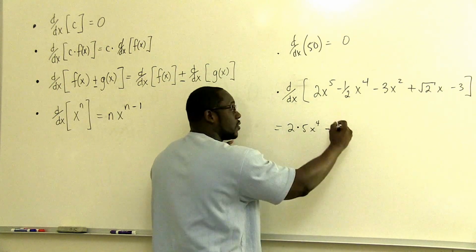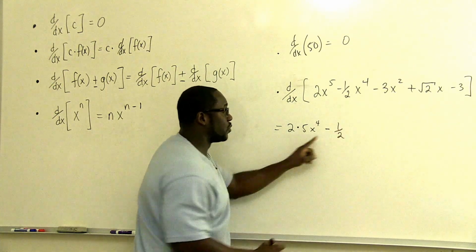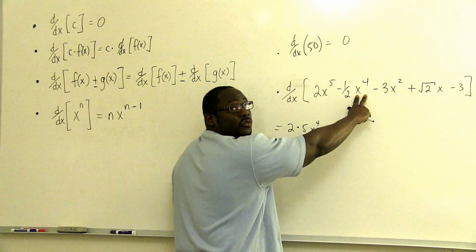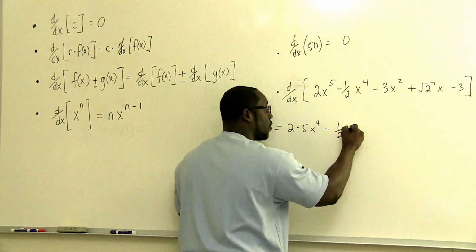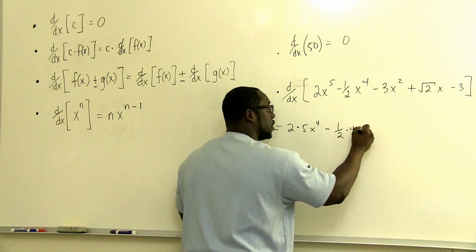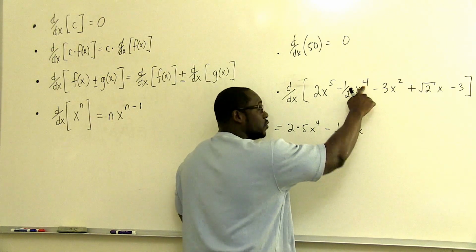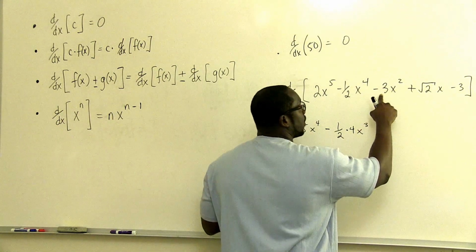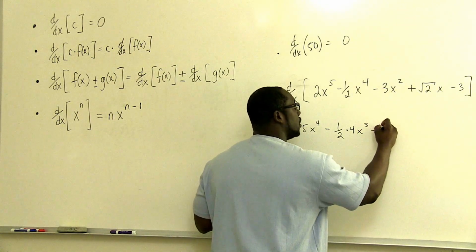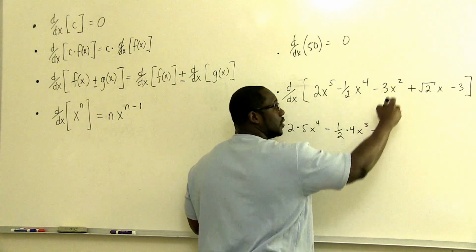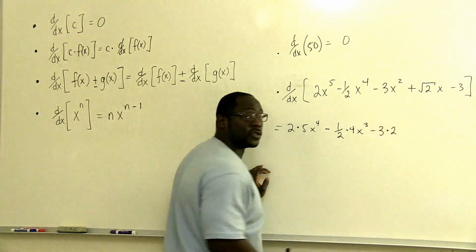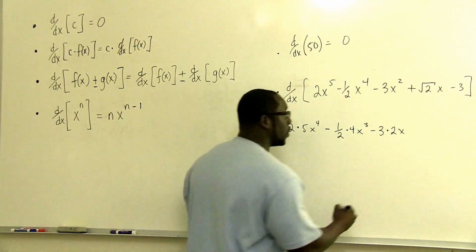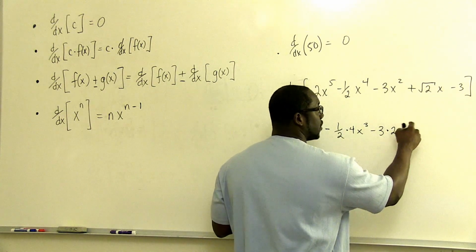Move to the next term. Minus 1/2, because that's our constant. And here we have x to the fourth. So we just move the 4 over, and x to the 4 minus 1 is 3. Next term will be minus 3. Bring the 2 over. And then 2 minus 1 is just 1, and of course, we don't have to write the understood 1 there.